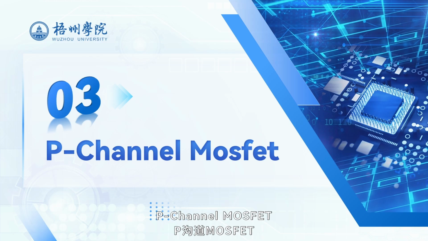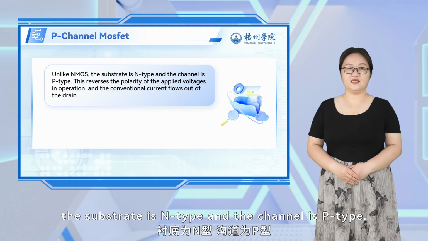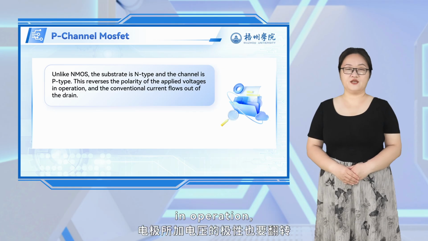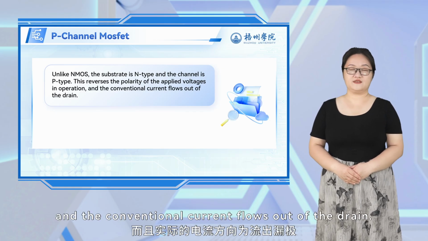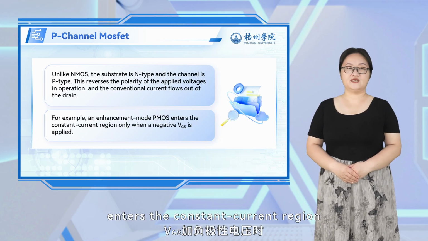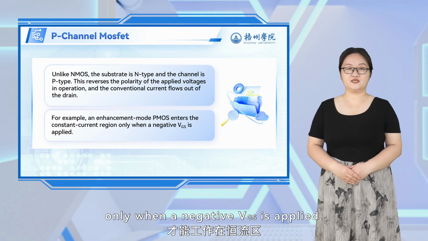P-channel MOSFET. Unlike NMOS, the substrate is N-type and the channel is P-type. This reverses the polarity of the applied voltages in operation, and the conventional current flows out of the drain. For example, an enhancement mode PMOS enters the constant current region only when a negative V_GS is applied.